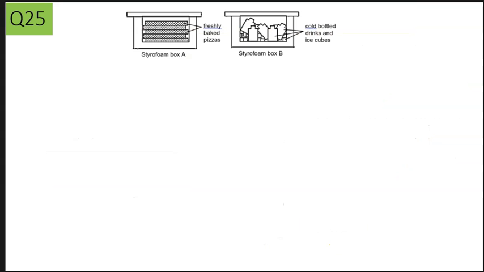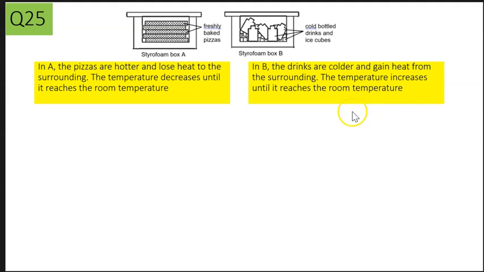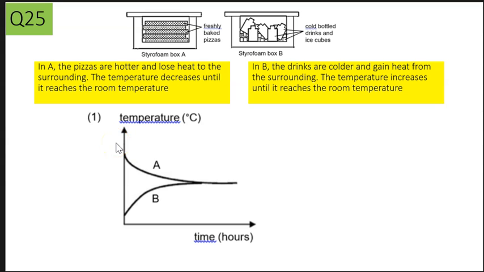We shall now move on to question 25. In A, the pizzas are hotter and will lose heat to the surrounding. The temperature will decrease until it reaches the room temperature. On the other hand, the drinks in B are colder. So the drink will gain heat from the surrounding, and the temperature will increase until it reaches the room temperature. So the answer to this question is 1. The temperature of A is decreasing until it reaches the room temperature. For B, the temperature is increasing until it reaches the room temperature. So option 1 is the correct answer.